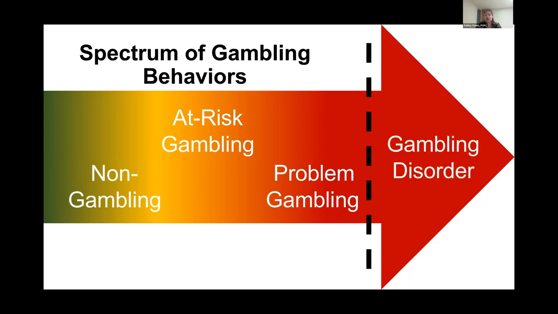And then the far end of the spectrum is gambling disorder, which, as many of you are now aware, is now a diagnosis in the DSM-5, and it is something that people are eligible to get clinical treatment for.